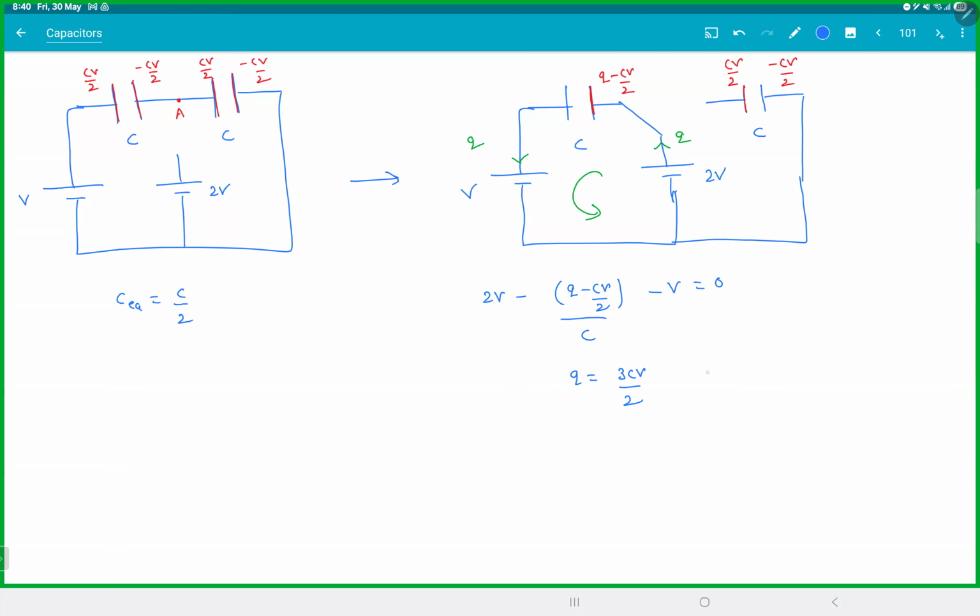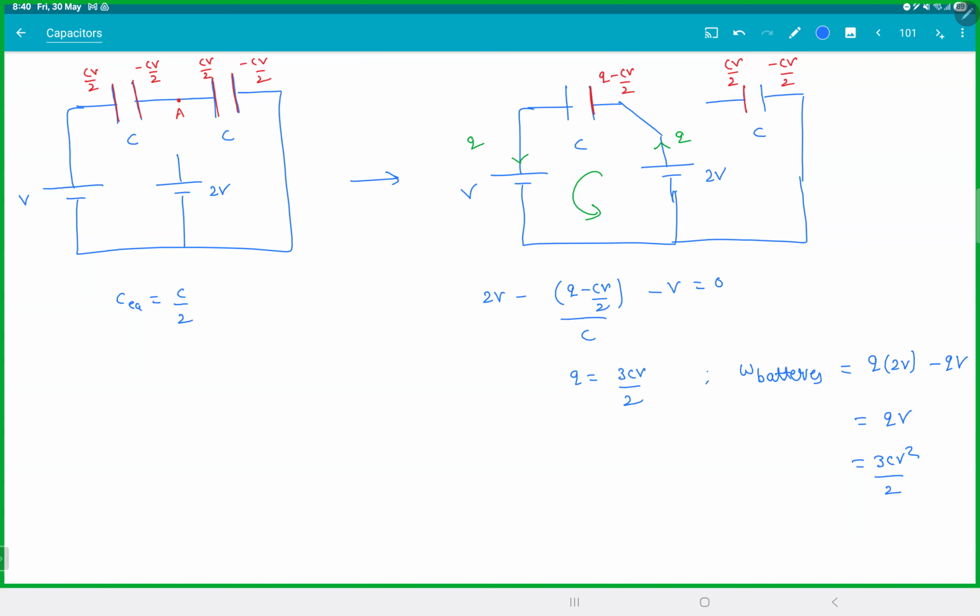Now what is the work done by the battery? Be careful here. There are two batteries. One battery is giving charge and one battery is absorbing charge. So the work done will be Q into 2V minus Q into V. The 2-volt battery is getting discharged and the V-volt battery is getting charged up, absorbing energy. So the work done will be QV, which is 3CV square by 2. This is the work done by the battery.